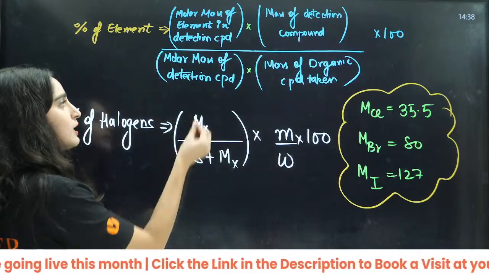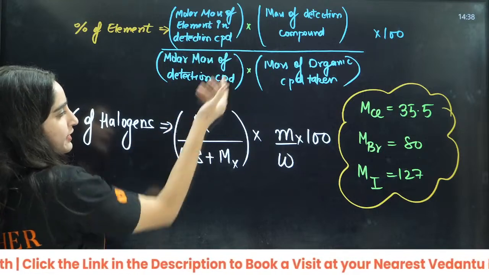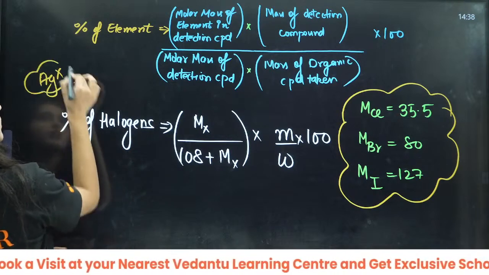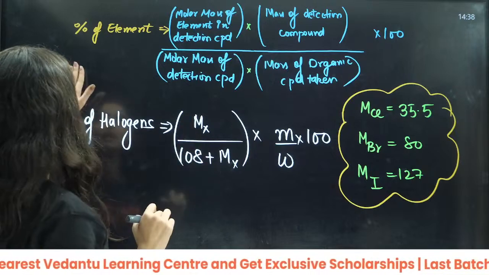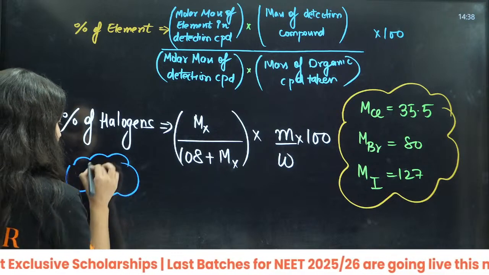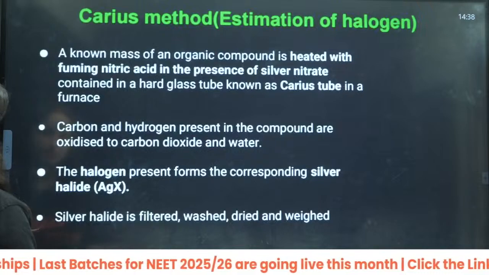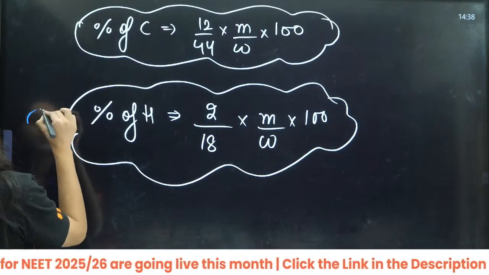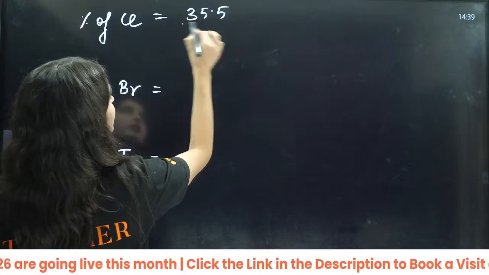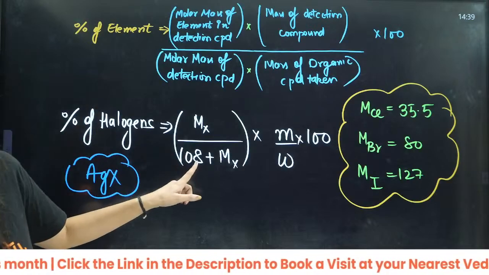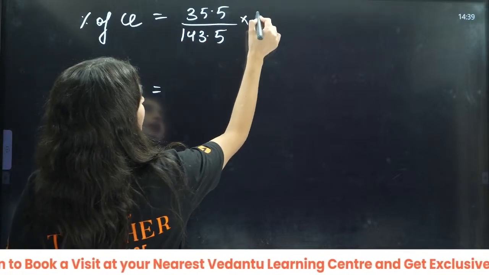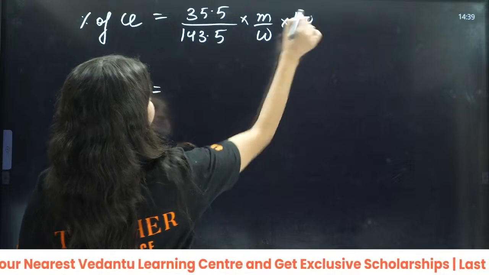Just remember that my molar mass of element in detection compound is mx, and my detection compound is AgX here. That is why it will be this thing. I am writing the detection compounds in blue pen everywhere. The detection compound here is AgX. In this case it was water, here it was water, and here it was CO2. 35.5 divided by 108 plus 35.5, that is 143.5, M by W into 100, right?